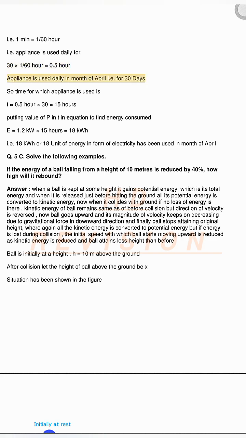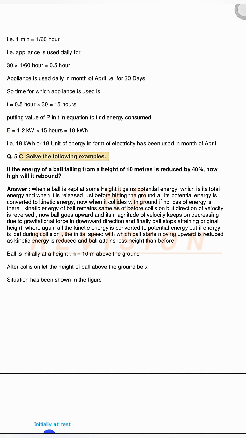The appliance is used daily in the month of April, i.e. for 30 days. So the time for which the appliance is used is T equals 0.5 hour times 30 equals 15 hours. Putting the values of P and T in the equation to find energy consumed, E equals 1.2 kilowatts times 15 hours equals 18 kilowatt-hours, i.e. 18 units of energy in the form of electricity has been used in the month of April.